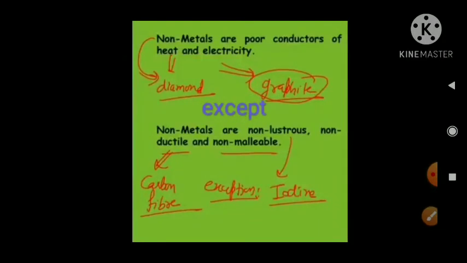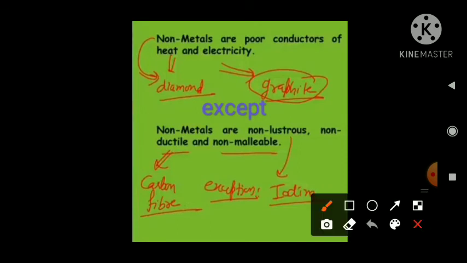Non-metals are poor conductors of heat and electricity, the reverse of metals, except diamond and graphite. Only diamond and graphite have conductivity of heat and electricity, but all other non-metals are poor conductors. And the non-metals are non-lustrous, non-ductile and non-malleable.